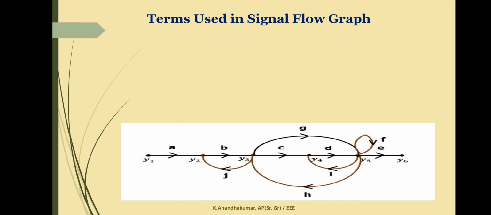Now, in this figure, I have shown you an example signal flow graph. In this, the points y1, y2, y3, y4, y5, y6 are called the nodes of this signal flow graph. And the letters mentioned above or below the arrow marks, that is A, B, C, D, E, F, G, H, I, J, are all called the transmittance of a particular path. The arrow mark indicates the direction of signal flow.